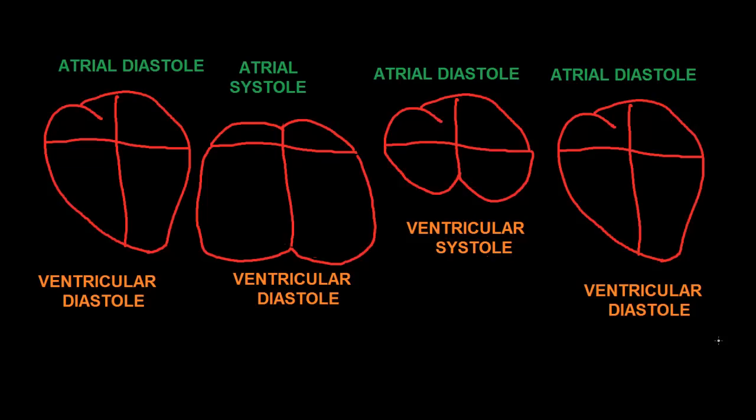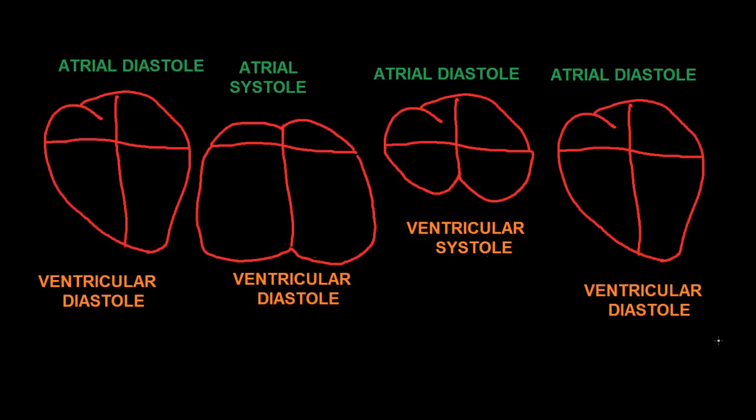So what we have in front of us here are 4 hearts. Actually, it's one heart, 4 different moments in time. We're going to start at the left and move to the right. You see we have atrial and ventricular systole and diastole marked. Heart number 1, both ends, the top and the bottom, are in diastole.